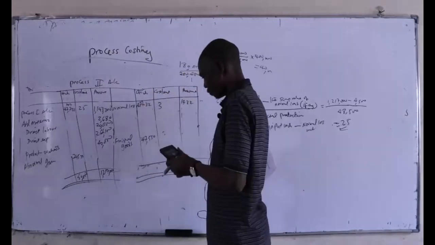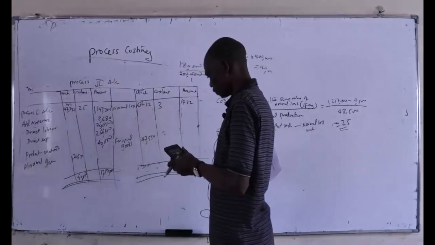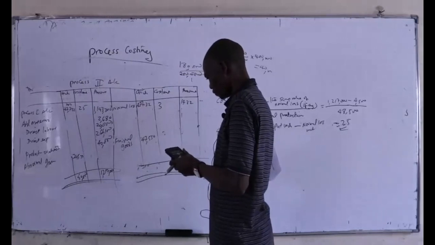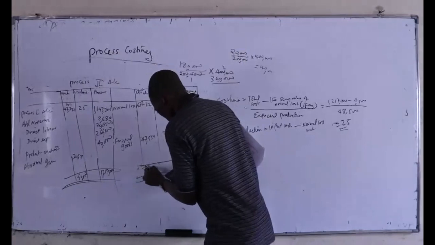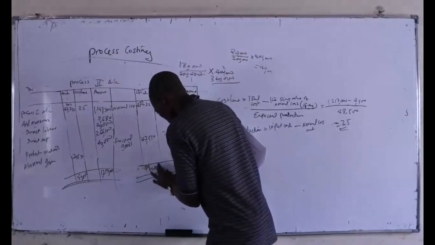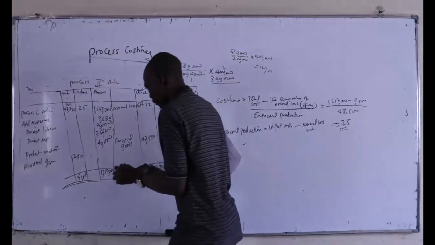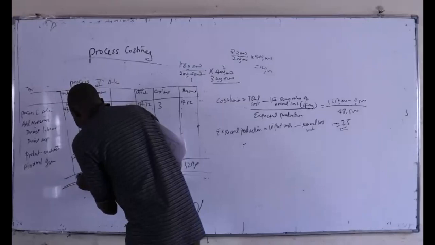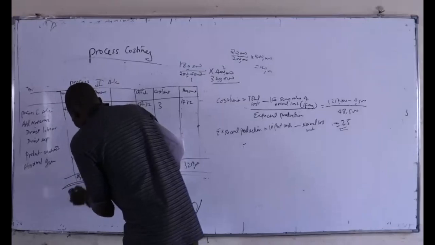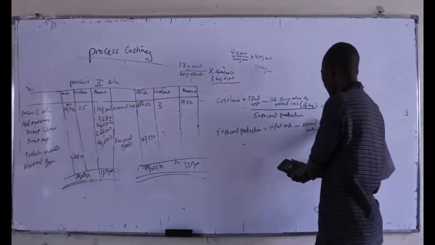We have 477.32 plus 47,550. So that gives you 48,027.32. This is also 48,027.32. Now the computation is the same as what we had seen there.